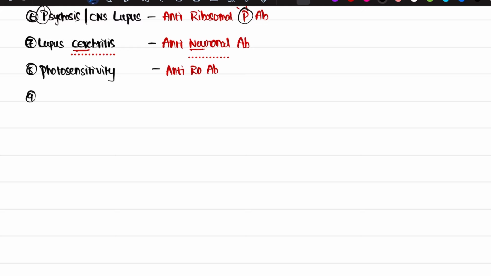Don't worry about seeing all these antibody names. Even I don't remember them sometimes. When I forget, I just open my book and recall the things. But in every topic, each antibody, each name, no one will ask about that. As a whole concept, you just remember what SLE is.